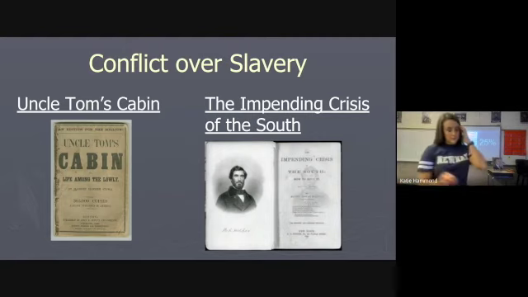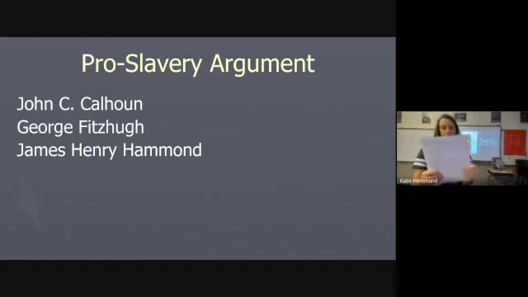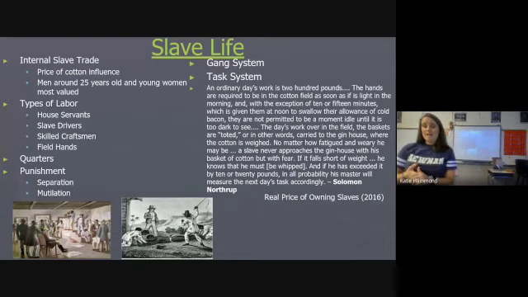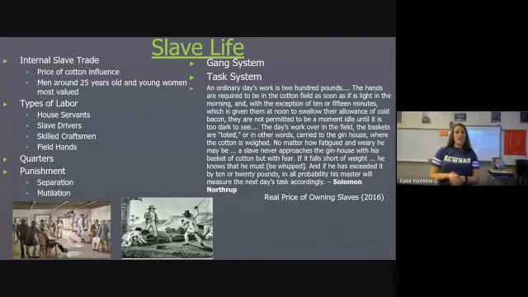All right. We are going to skip the pro-slavery argument. We'll get to that tomorrow. So let's talk about slave life. Just note, even though in 1808 there's no more international slave trade, there's now the internal slave trade. So slaves are going to be traded. Think the auction block. There's no middle passage anymore, but there's still trading going on. Men who were about 25 years old were valued the most. Usually they're strong, they're at their peak. Young women are also valued because they have energy. They also can reproduce and have more slaves.